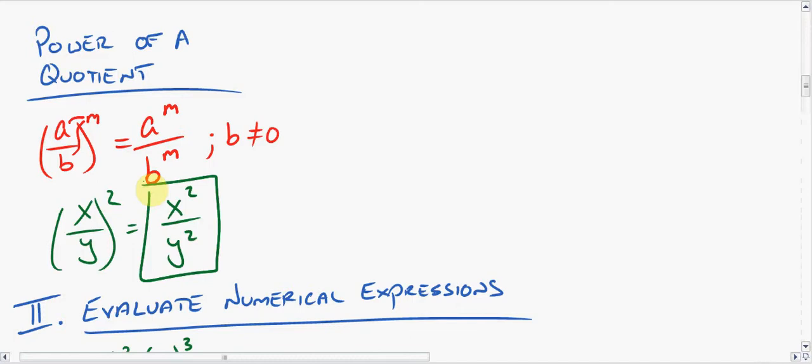I don't need you to remember the actual names of the rules. I'm never going to test you on that. But you do need to know how to use the different properties, when you have to recognize when to use what. Never will I ask you to tell me that you use power of a quotient or anything like that. So you never have to name the properties.